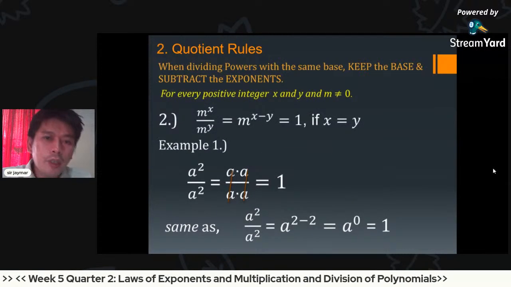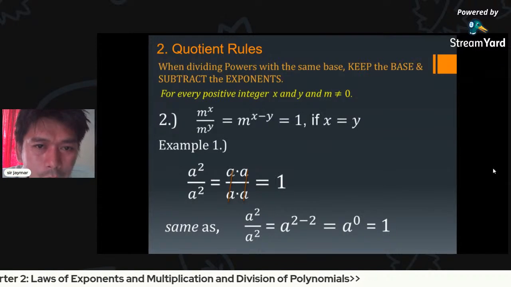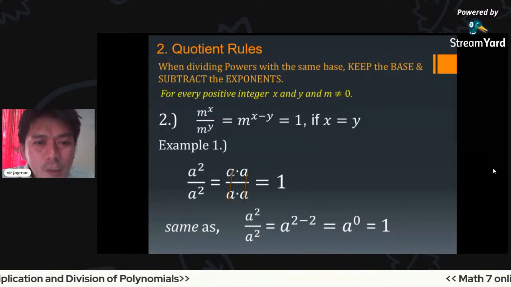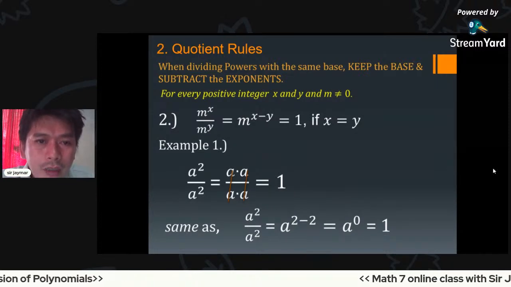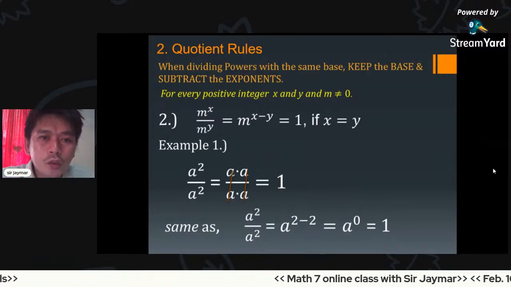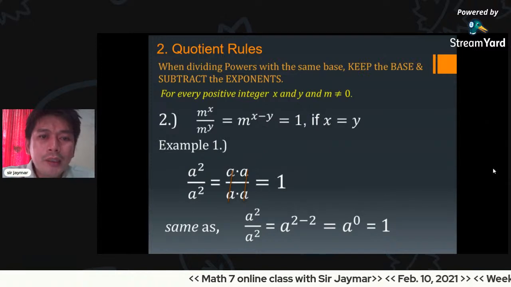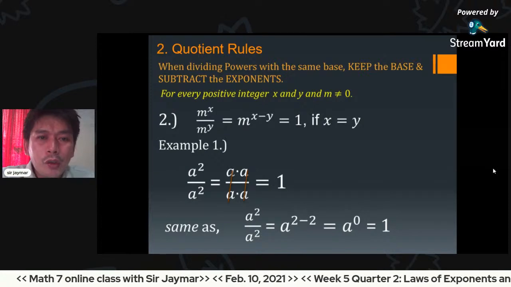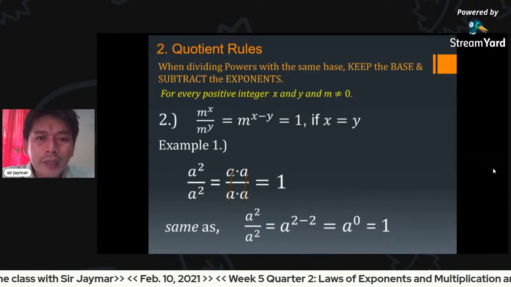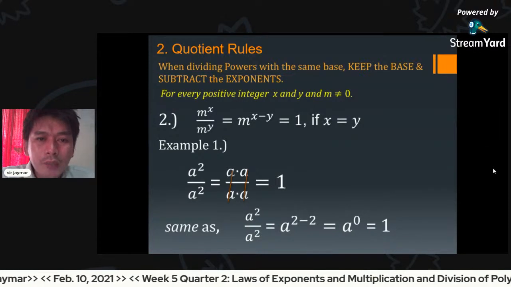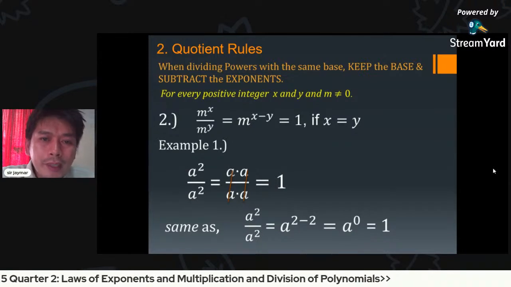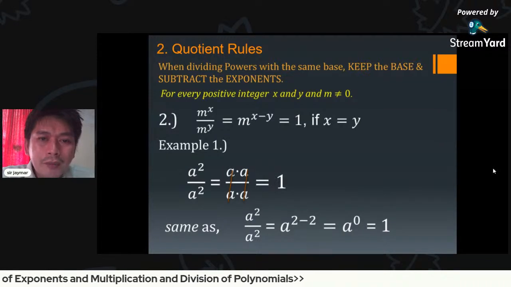Okay, now we are in case number 2. In case number 2, the value of the exponent in the numerator will be equivalent to the value of the exponent in the denominator. So it will be m raised to x divided by m raised to y. So you're going to subtract x minus y. Then the answer is 1 because there is no remaining number. It will be subtracted because they have the same exponent. So the answer will be 1.